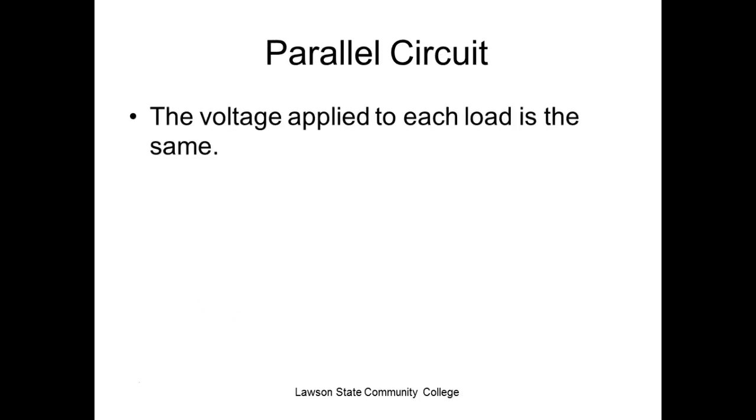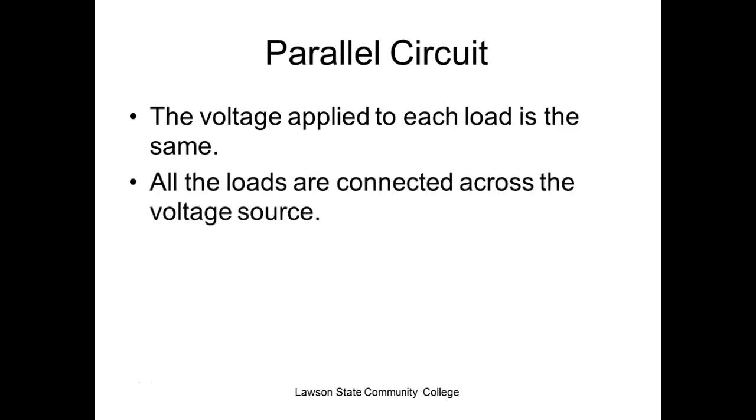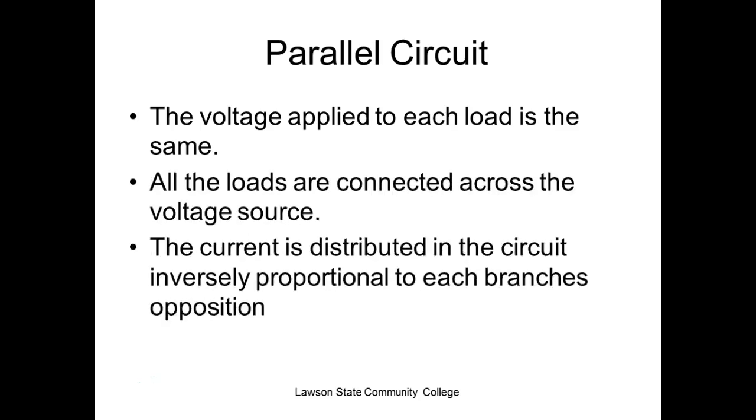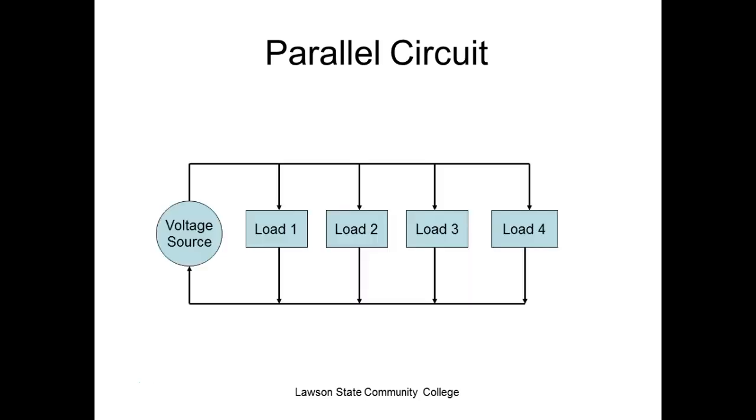This is parallel. All the voltage applied to each load is the same. All loads are connected across the voltage source. The current is distributed in the circuit inversely proportional to the branch opposition. So this is a parallel circuit. This is your house. This is Alabama Power. They distribute power in parallel.